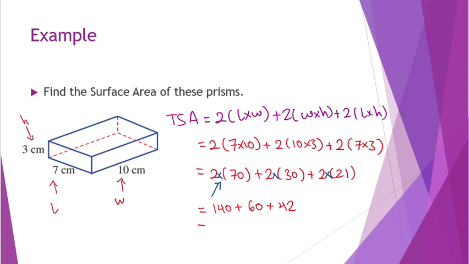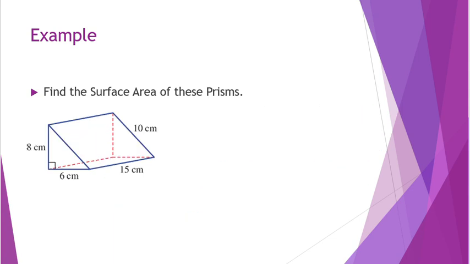And if you just add that all up, you should get, let's see, 142 centimeters squared. So that's what the total surface area of this rectangular prism here is, okay? Now over here, in this example, I have a triangular prism, okay?